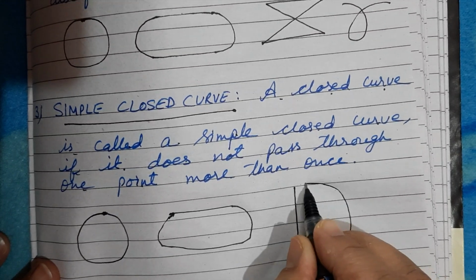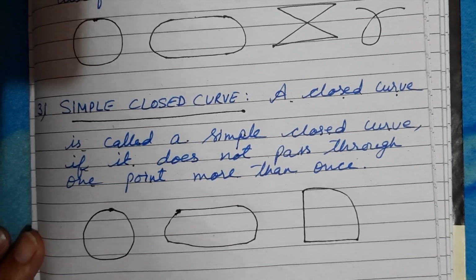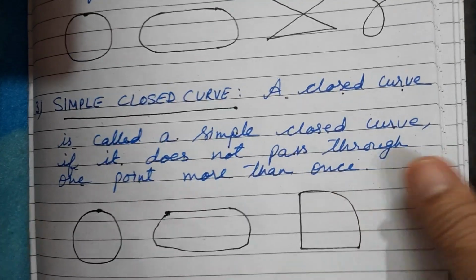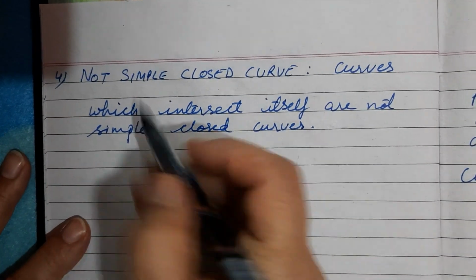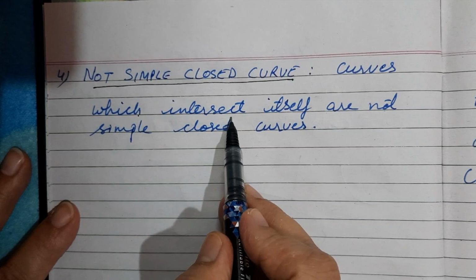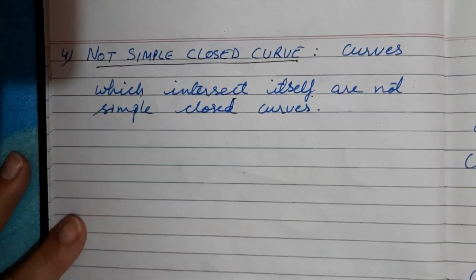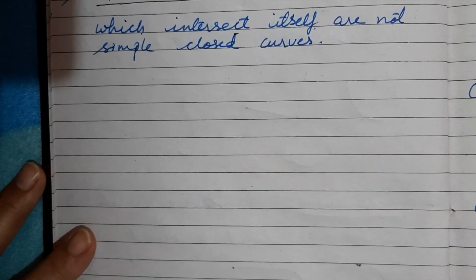Just a curve. This is also an example of a simple closed curve. Next we have a not simple closed curve. Curves which intersect themselves are not simple closed curves. It means while drawing those types of figures, it intersects somewhere.